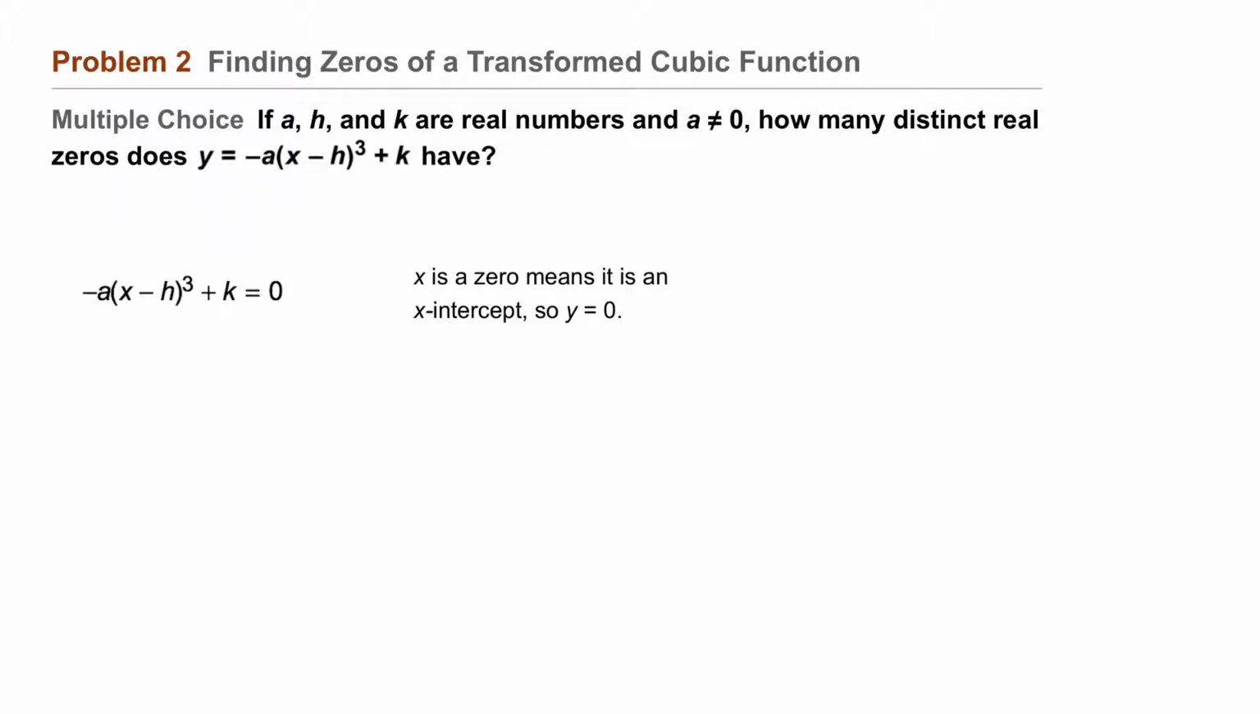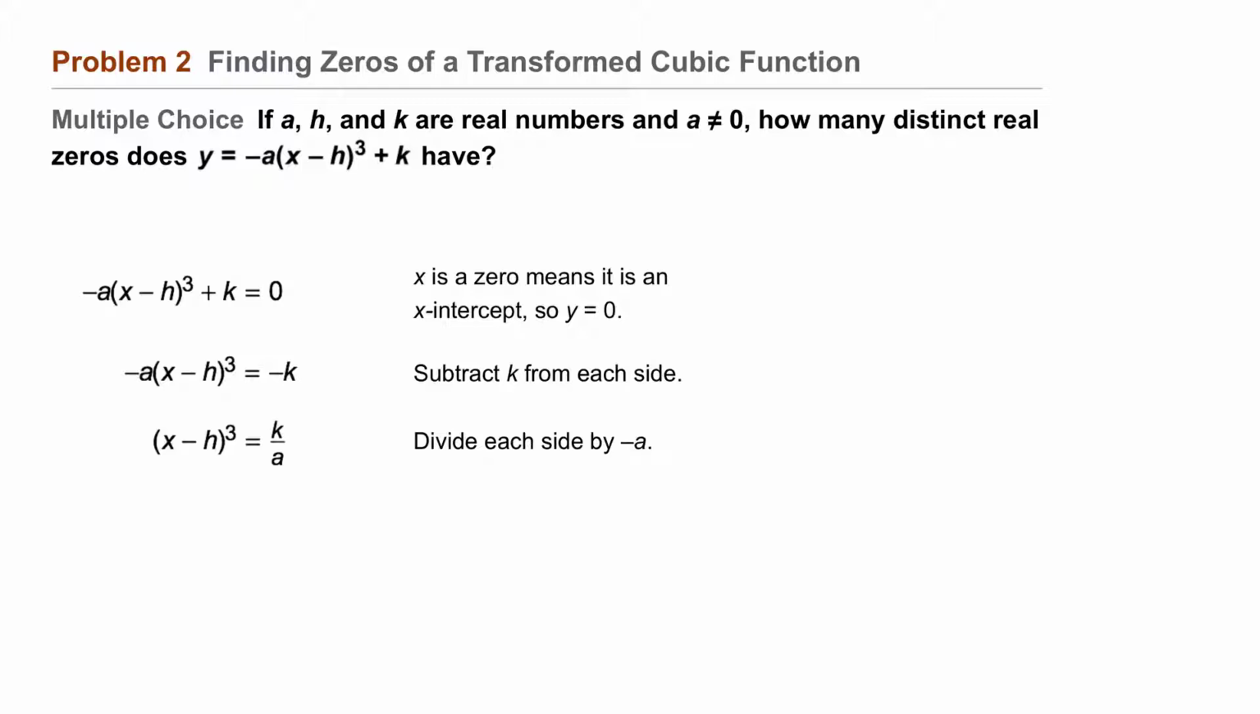We'll consider the related equation, the negative of a times the difference x minus h cubed plus k equals 0. A zero means it's an x-intercept, so y equals 0. And now we can work to solve for x. We subtract k from each side, divide each side by -a, apply the cube root to each side of the equation, and finally add h. So in the end we see that x equals the cube root of k over a plus h.